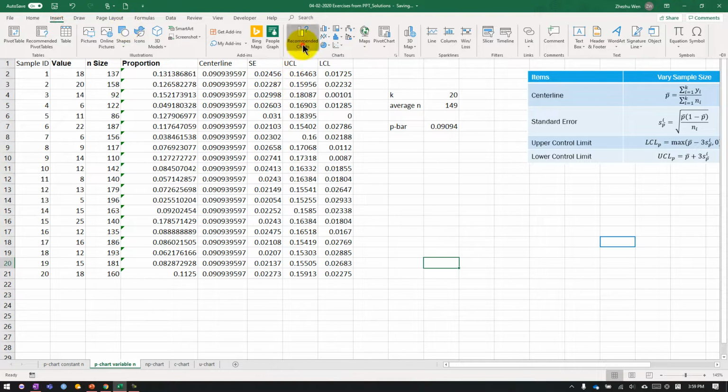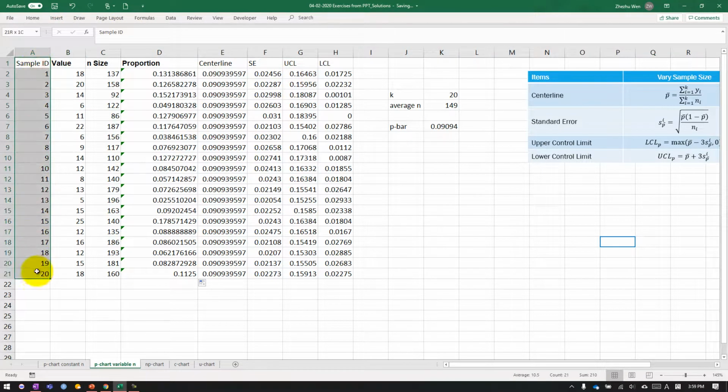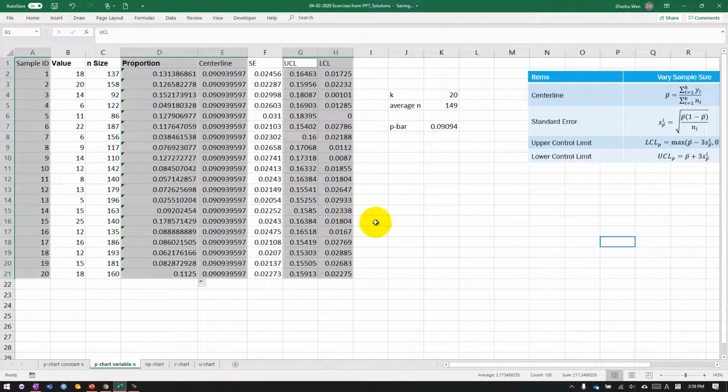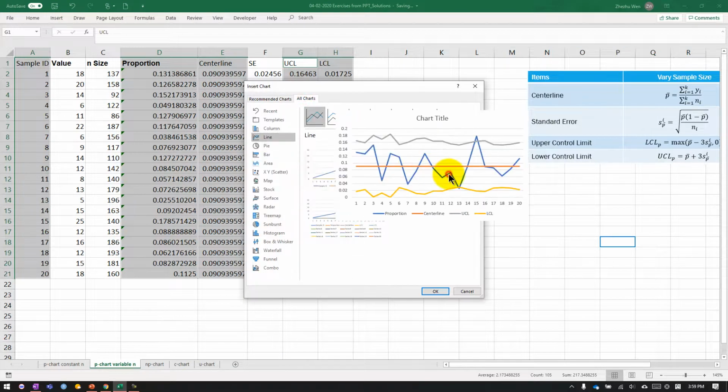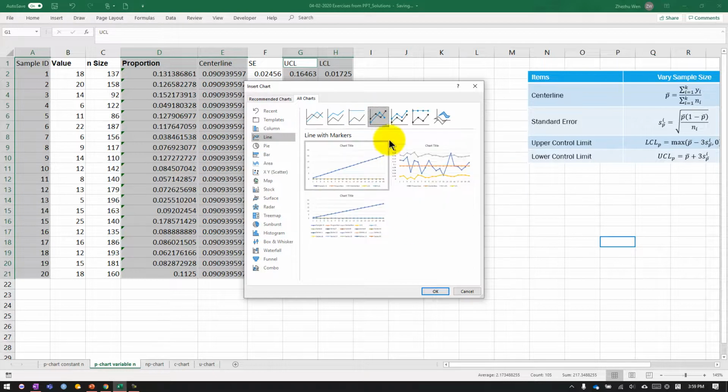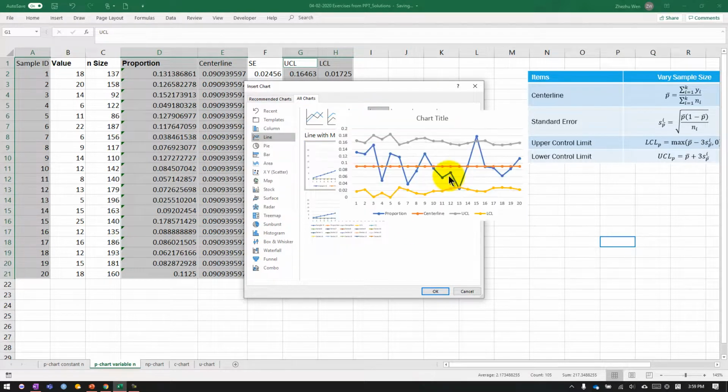It's a good exercise. I highlight first column A, and proportion, center line, here. Okay, lower and upper. As I highlight those data, I continue to press down my control key so that I can highlight data that are not in the same area. Okay, with that, insert, and looks like we're getting there.